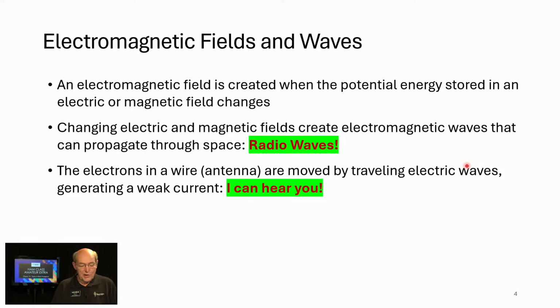The electrons in a wire, an antenna, are moved by traveling electric waves, creating a weak current. That would be your antenna. So we transmit, and then we disturb the electrons in a distant piece of wire, an antenna, and like magic, we can hear.